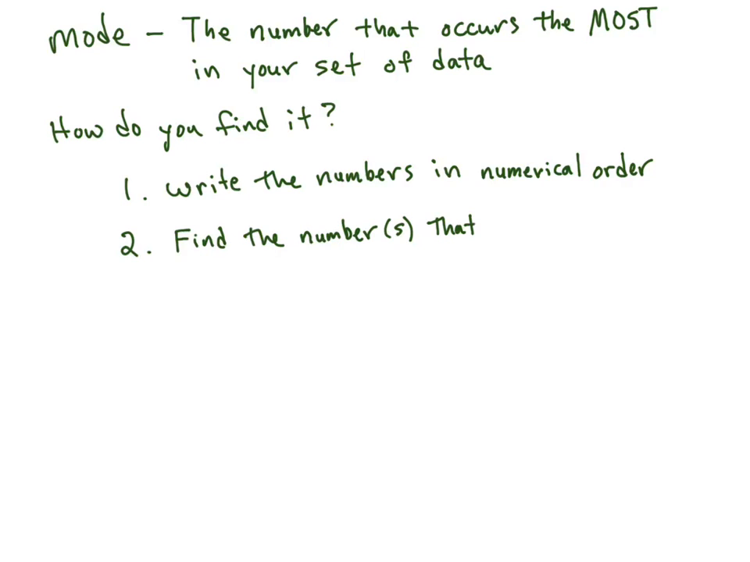Now, technically, you don't have to write them in order, but sometimes it's easier to see if it's a duplicate or not. So I think it's a good idea just to write them in numerical order. You're usually going to have to do that for the other ones anyway, so you might as well. So we're going to find the number that appears the most.